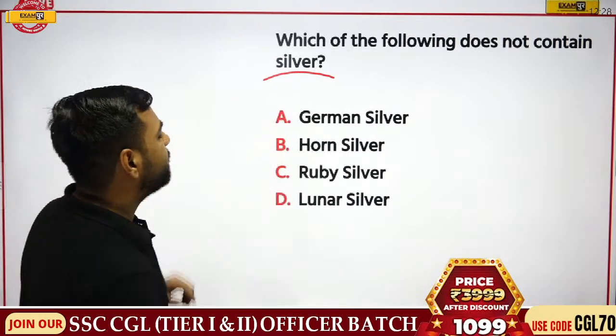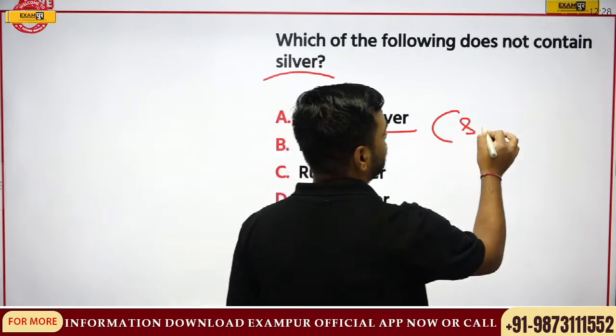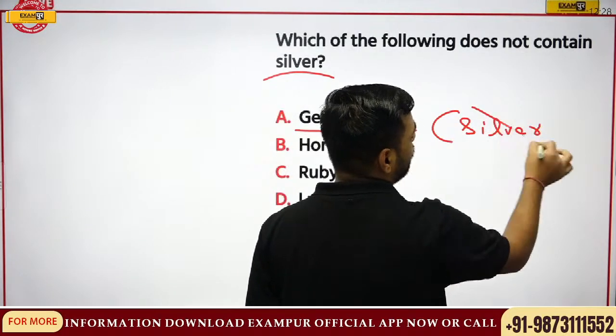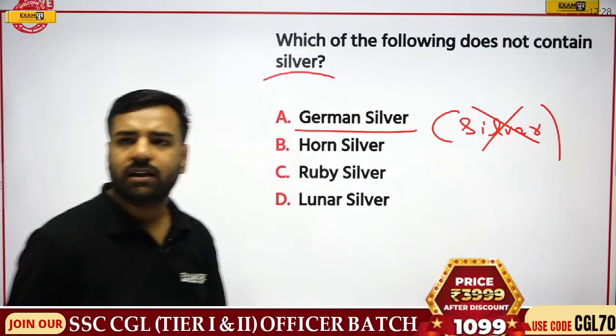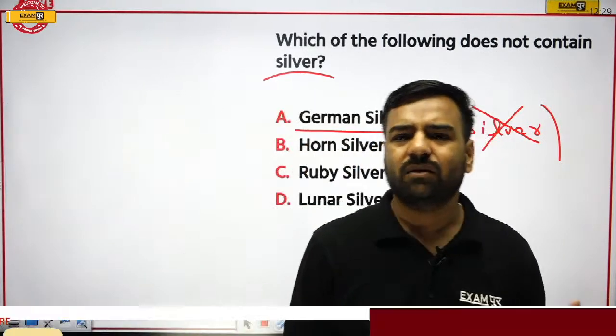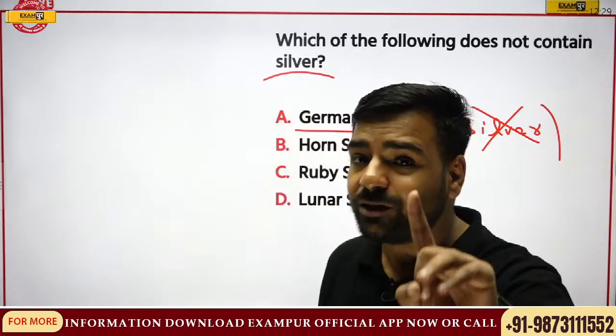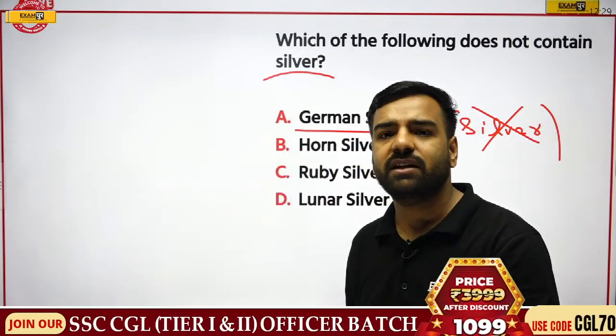So, okay. Let me tell you, German silver doesn't have any silver. German silver is not having any kind of silver. Fine. Now, what is the trick? You must be thinking, what? Silver nahi hai. Kyun nahi hai ji? Just try to understand. Silver is not present there.